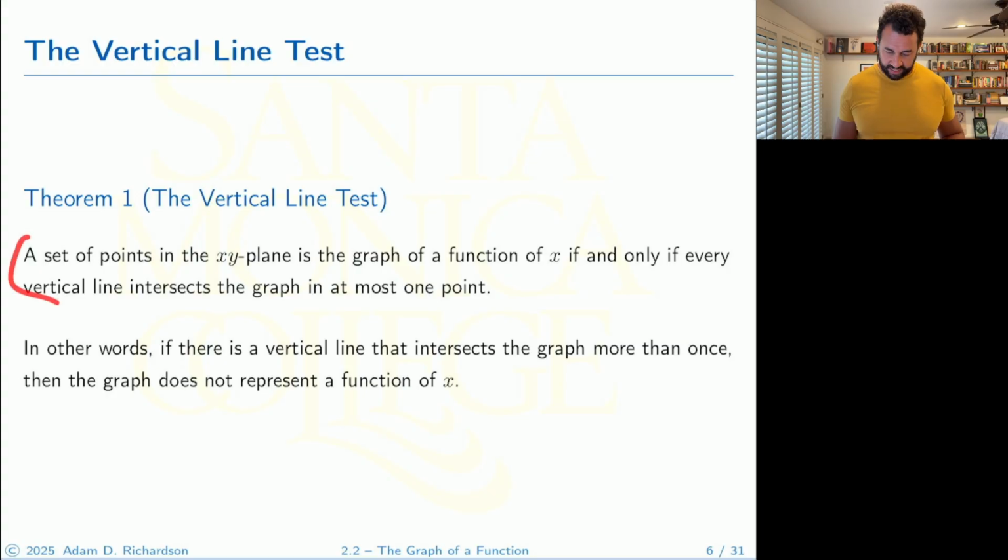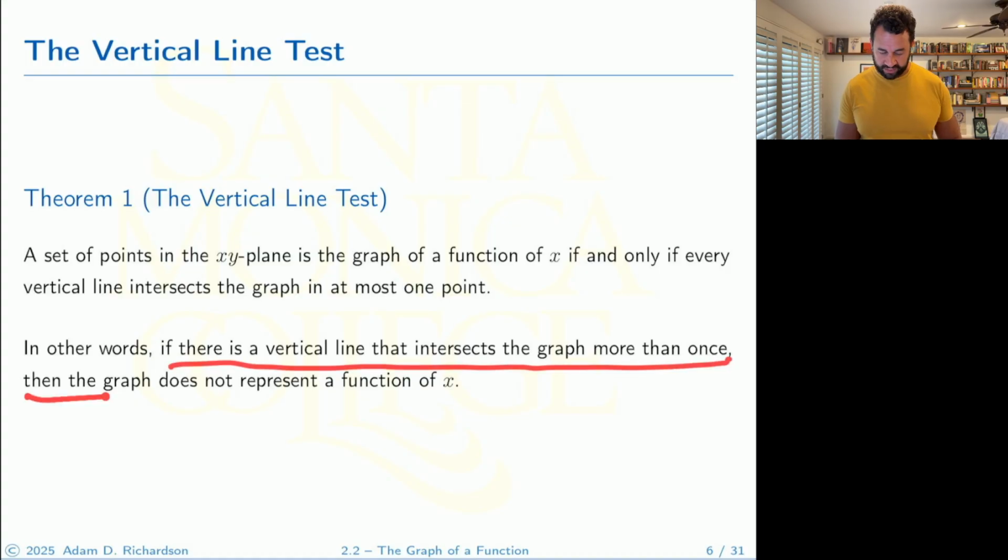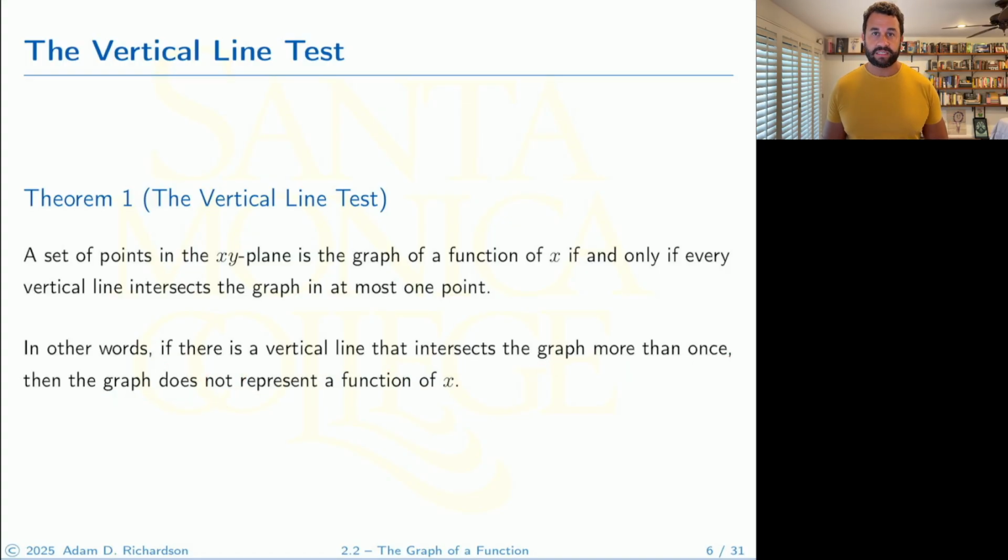Here's the vertical line test. It says this: a set of points in the xy plane is the graph of a function of x if and only if every vertical line intersects the graph in at most one point. Or I kind of prefer this equivalent interpretation. In other words, if there's a vertical line that intersects the graph more than once, then the graph does not represent a function of x.